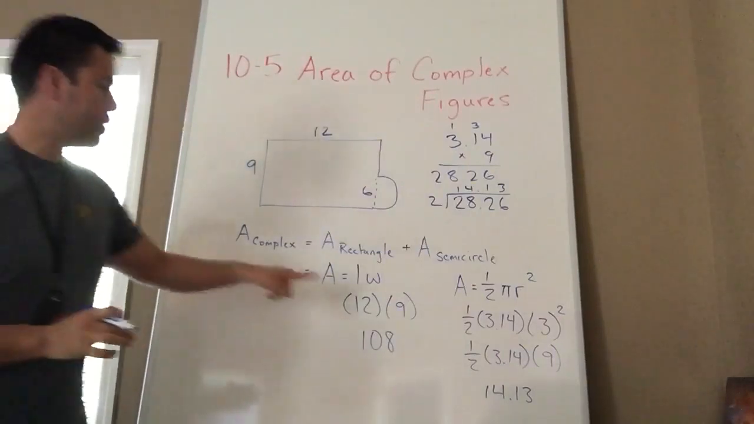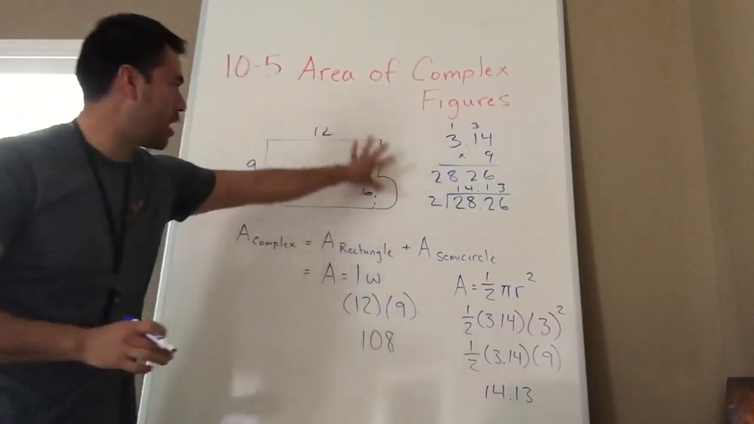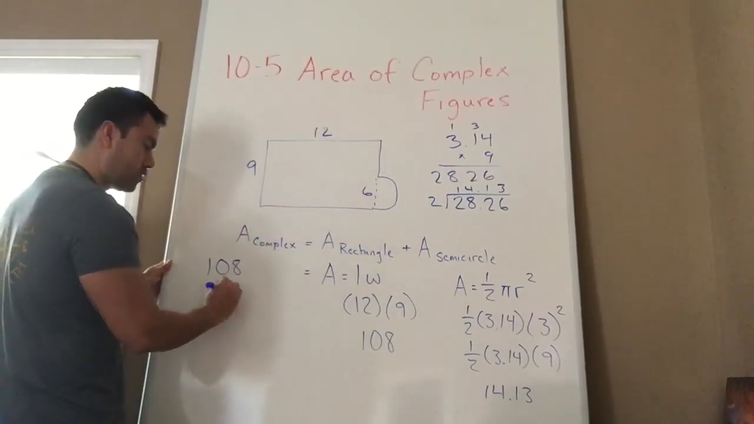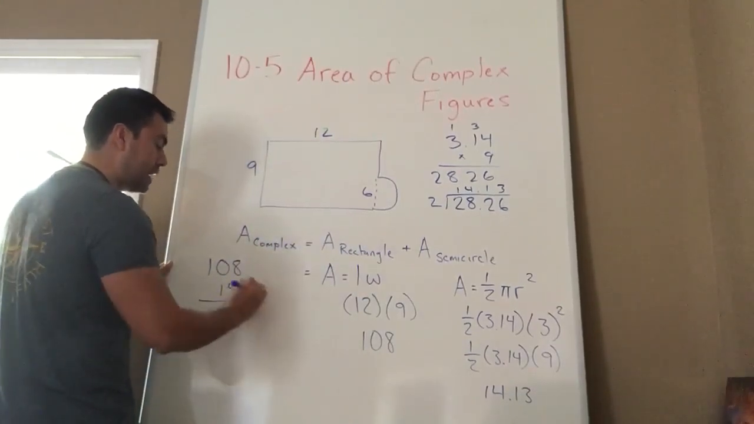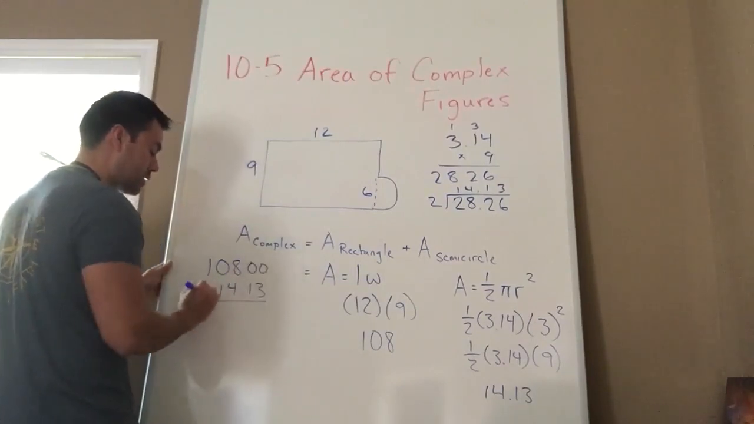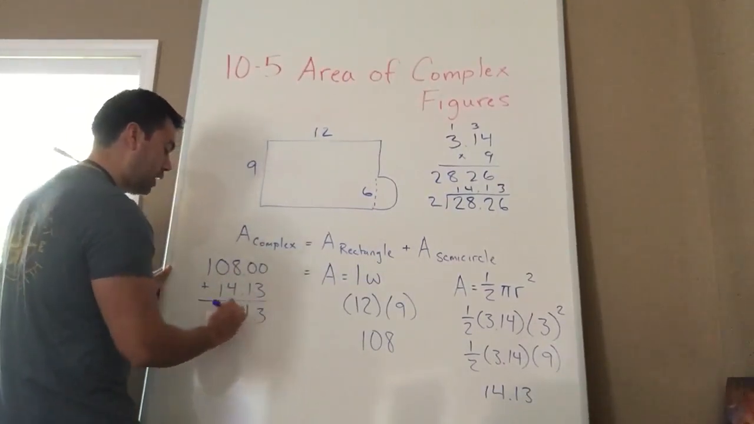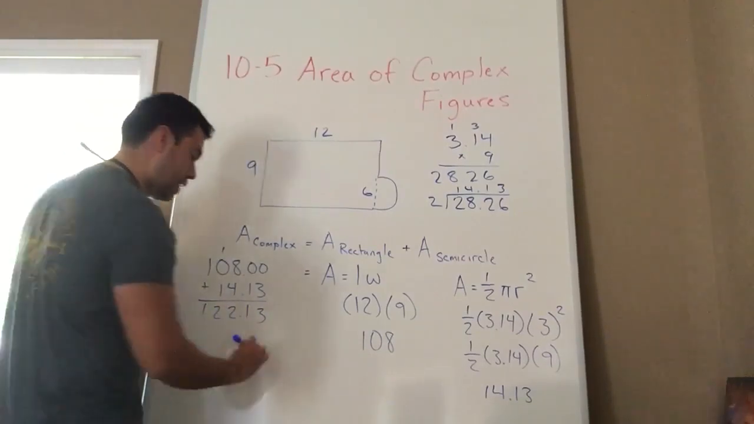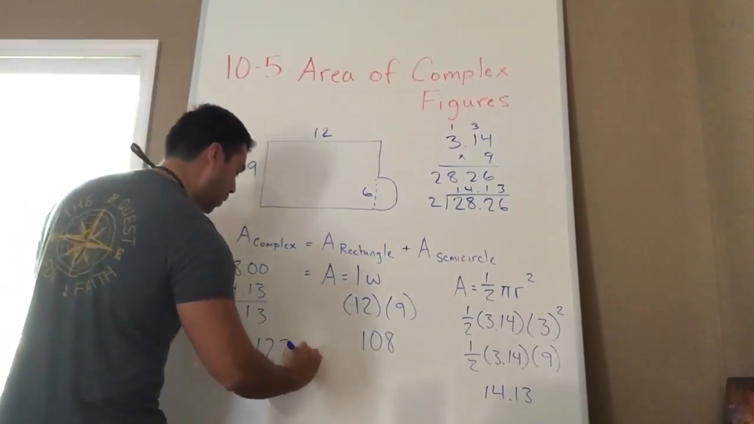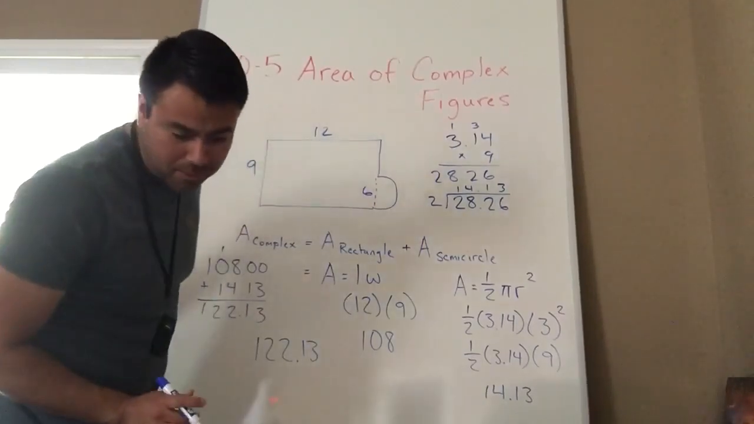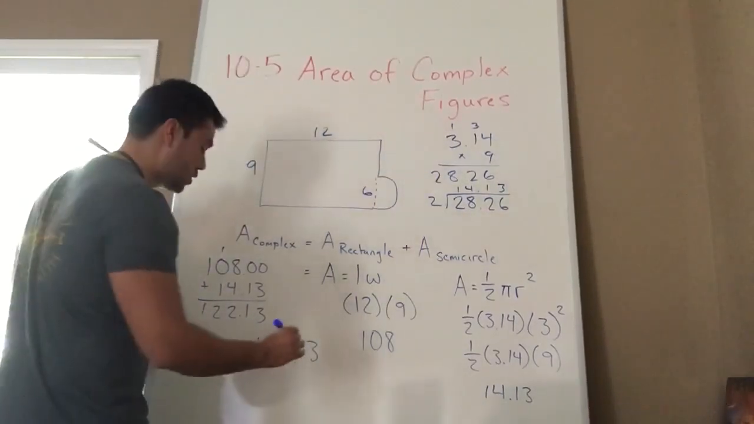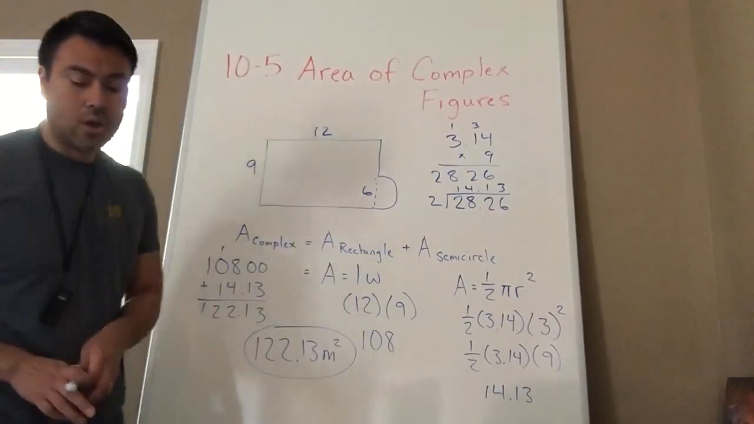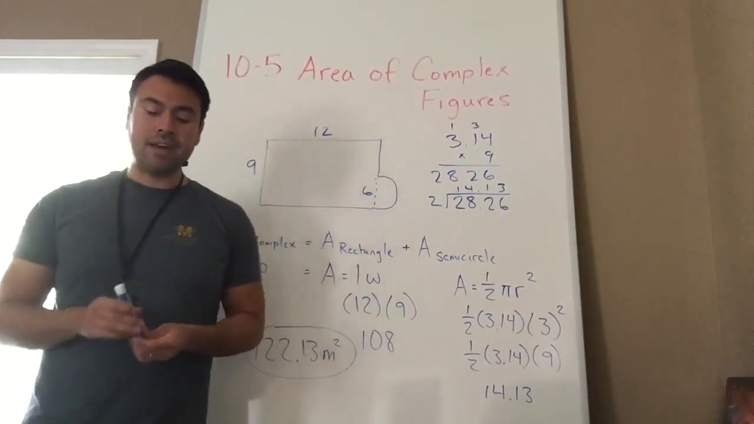14.13. What do I do with these two numbers if I'm finding the area of this complex figure? I'm going to add them. 108 plus 14.13, making sure that I line up decimal points. I get 122.13. And then this problem gave me meters, so square meters.